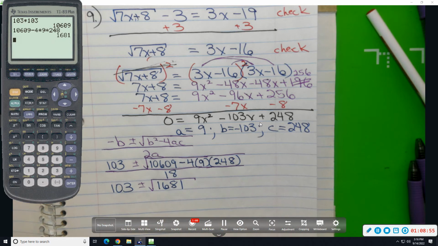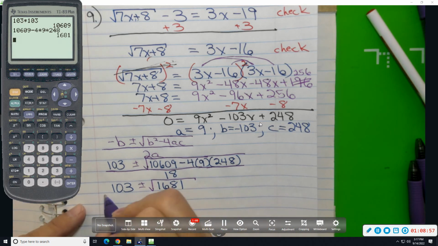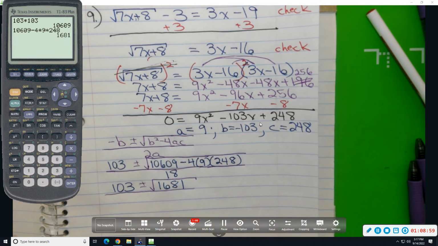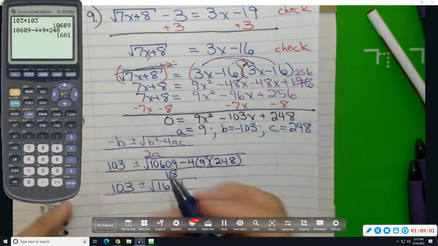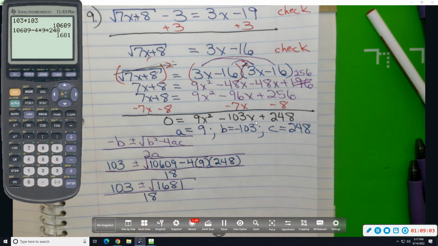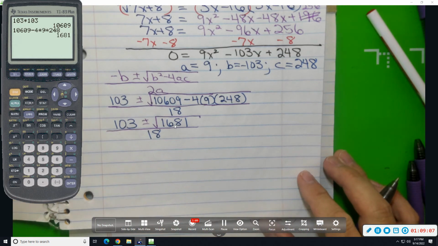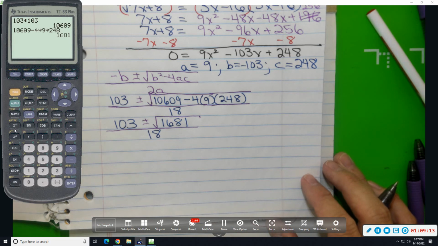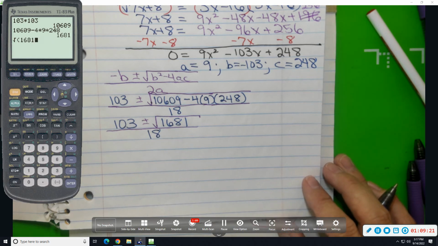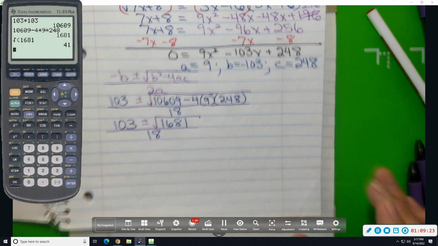1681 all over 18. You might be thinking, oh wow, this looks pretty bad, but just bear with us. Let's see. Do y'all think 1,681 is a perfect square? Let me see. What's the square root of 1,681? Could we be that lucky? Y'all think it's going to be a whole number or a decimal? It's a whole number, 41.